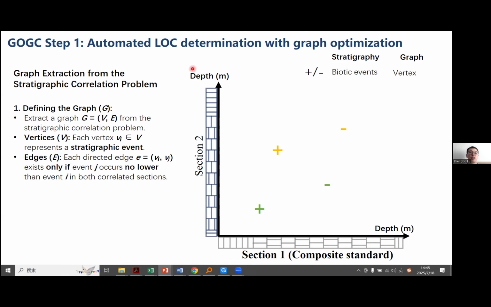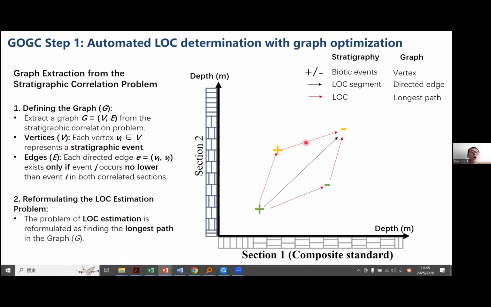Here we define the graph G. In G, each vertex represents a stratigraphic event, like the first appearance or the last appearance, and the edges occur between two nodes, or two stratigraphic events, only if the latter occurs no lower than the former in both correlated sections. By doing so, we can transform our stratigraphic correlation problem into a well-structured format before reformulating our LOC estimation problem as finding the longest path in the graph G.